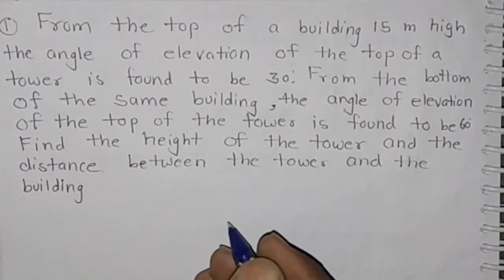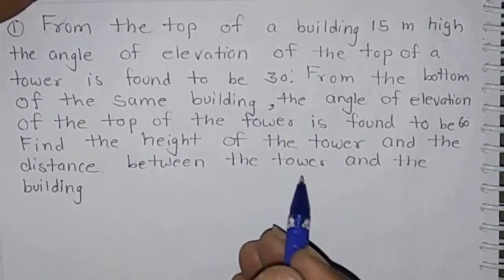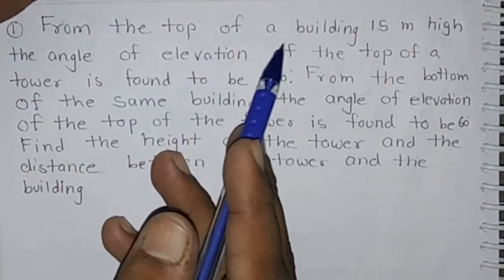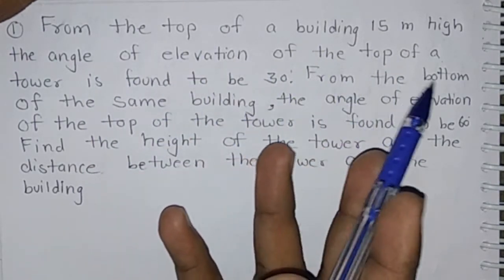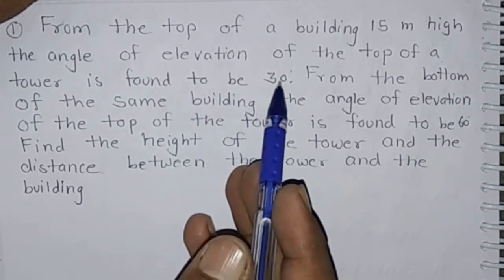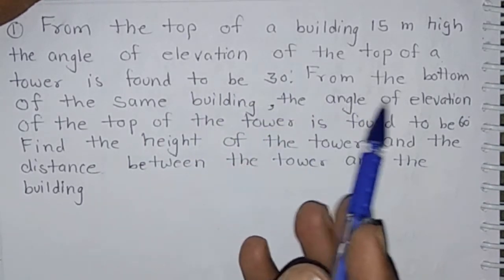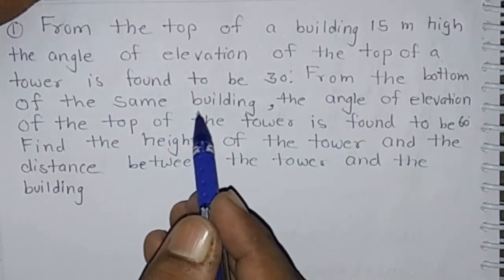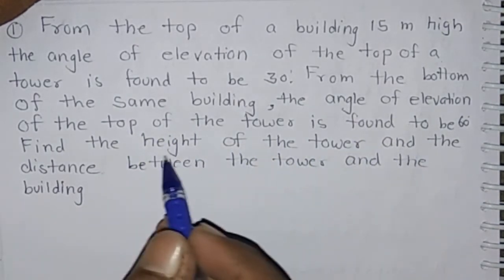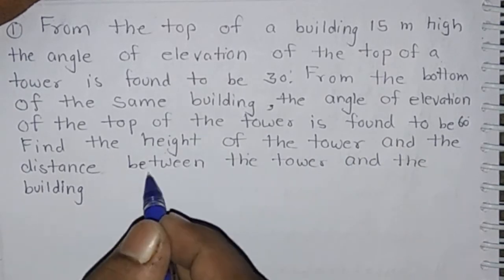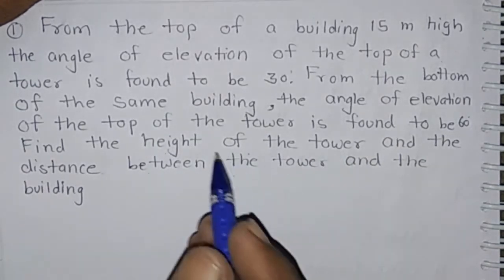Question number first of exercise 11.3. From the top of a building 15-meter high, the angle of elevation of the top of a tower is found to be 30. From the bottom of the same building, the angle of elevation of the top of the tower is found to be 60. Find the height of the tower and the distance between the tower and the building.